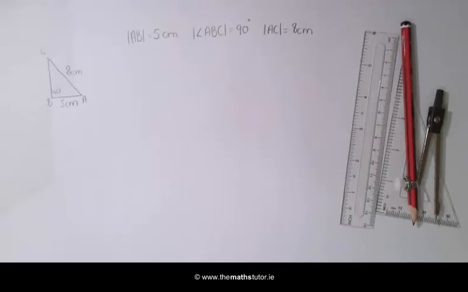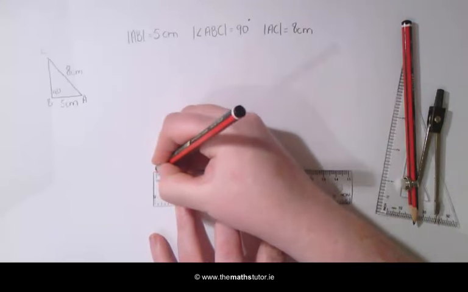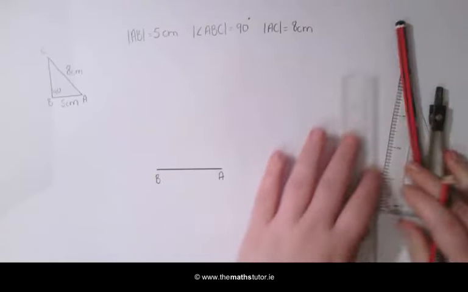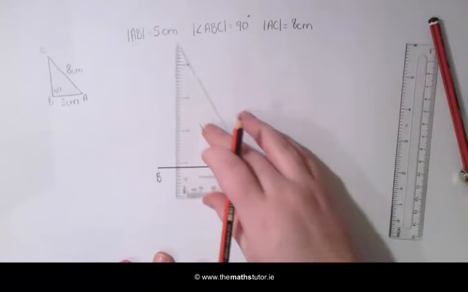So we're going to start by drawing the horizontal line AB. We are then going to draw an angle of 90 degrees, which you can do using a set square or a protractor.